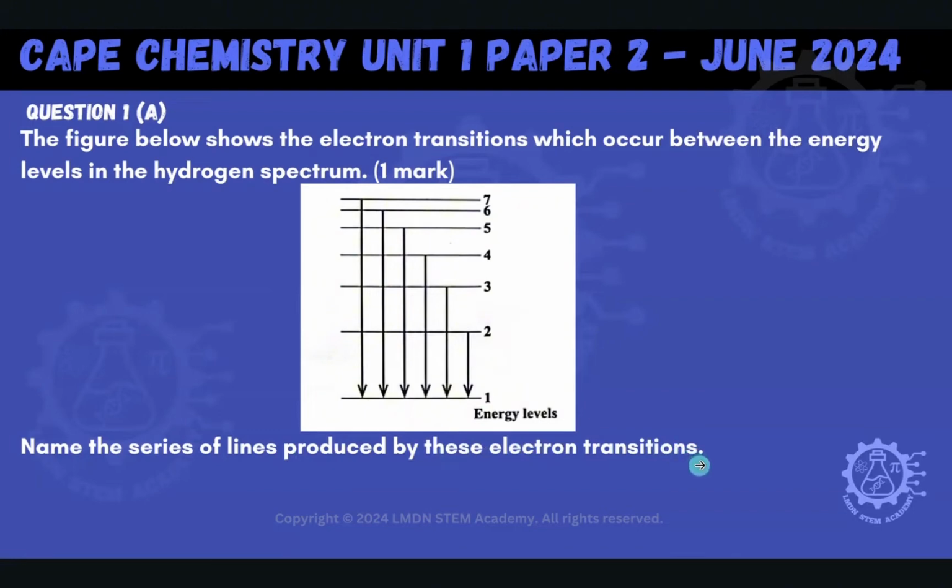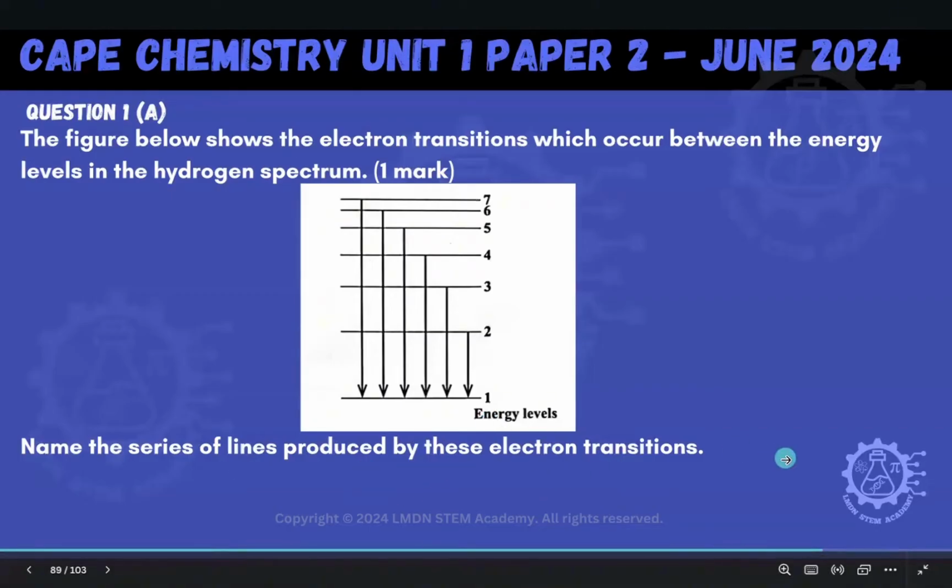So when we have the electron falling down from all of these energy levels, where they were excited to previously, and then they fall back down to the n equal 1, we say that those series of lines are known as those in the Lyman series, okay? All right, so that's our answer here.